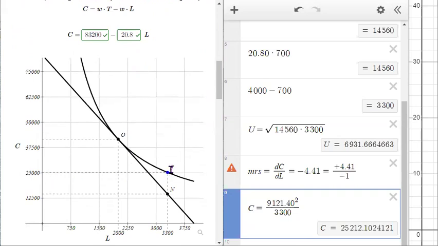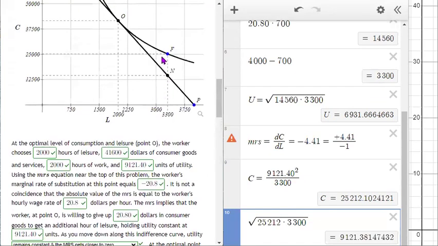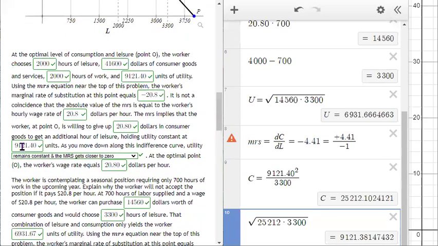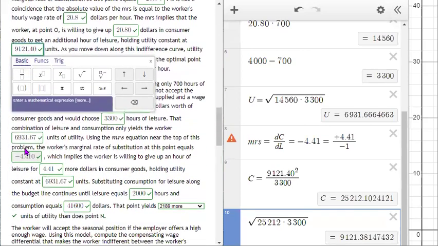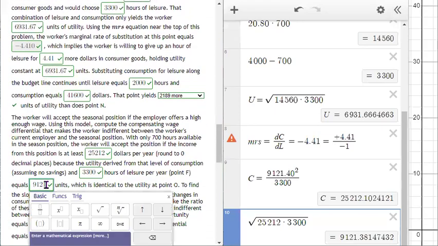I labeled this point F, which is equal to our consumption if we assume no savings. Earnings and consumption are the same thing. If this person earns just above $25,000 in my model, then that person is going to be indifferent between this blue point F and the black point O. At point F and point O, the utility is 9,121. So that hasn't changed.